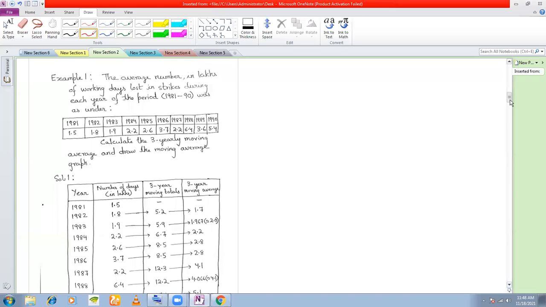Now see this, the average number in lakhs of working days lost in strikes during each year of the period 1981 to 1990 was as under. So from 1981 to 1990, how many working days were lost? This is given on a yearly basis. So in 1981, how many days were lost? 1.5. 1982, 1.8, and so on. This is the data that is given to you.